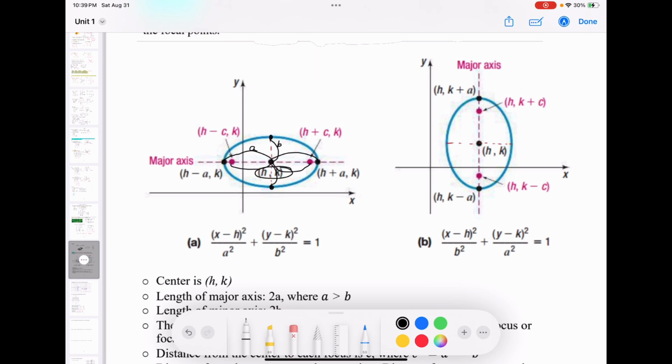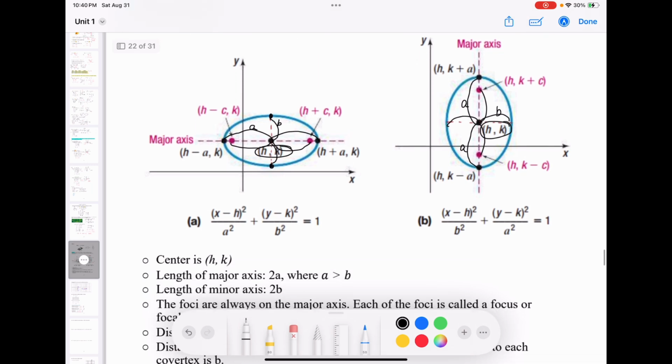The second image is the graph of the ellipse whose major axis is a vertical line. If we have the center (h, k), we go up a units; this is one of our vertices. Then going down a units is the other vertex. So we call these two vertices. Then we go up and down c units to find the foci, and to the left and right b units, those are our two co-vertices. So let's memorize that: a and c, or the vertices and foci, are all on the major axis.